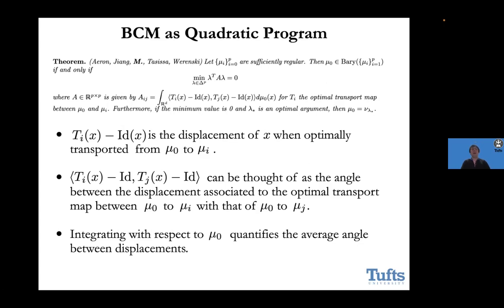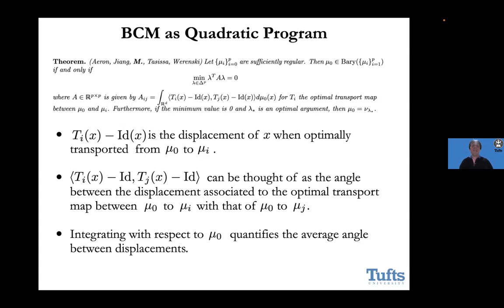And the key point is that this quadratic program is small, right? It is p by p, where p is the number of reference measures rather than the intrinsic dimensionality. And the coefficients, the aij's, are defined in terms of the optimal transport maps between mu0 and mu I. So one might be concerned you have to compute the optimal transport maps between all of the different measures, but you only need to compute it between the observation mu0 and the reference measures.